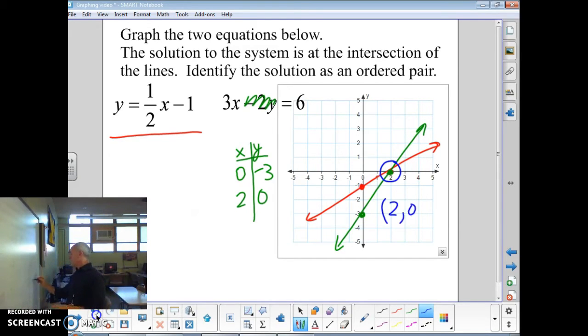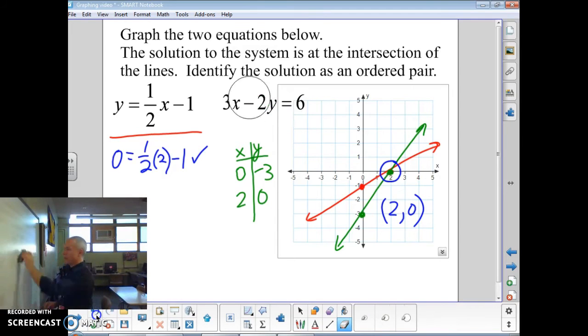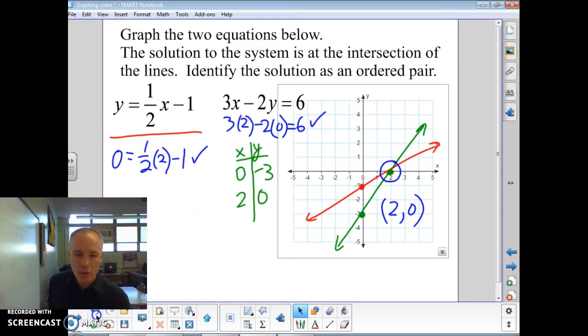Looks like our point of intersection between the two lines is at (2, 0). So write that as an ordered pair. That's the solution to this system. Let's check to make sure. That means that (2, 0) has got to work in both of these. 1/2 of 2 is 1, minus 1 does equal 0. That works. How about the other equation? Plug in 2 for x and 0 for y. Yeah, that works as well. So that system, the solution is (2, 0).